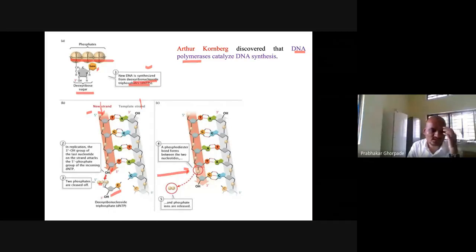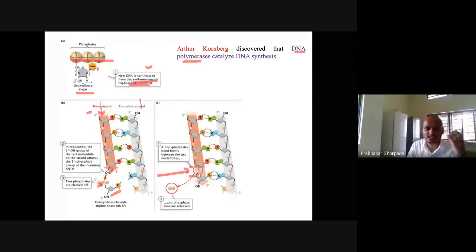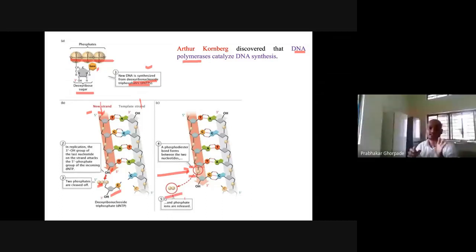Okay, so 2 phosphates are removed in this process, and next the phosphodiester bond is formed. This is a phosphodiester bond formed between 2 nucleotides. So the existing strand is there. On the existing strand, we have added an extra deoxyribonucleotide, and the phosphate ions are released. So basically, we have this DNA strand, and on this one we are adding the nucleotides, and it will help in elongating these strands. Okay, so that was the function, and this function is catalyzed by DNA polymerase.